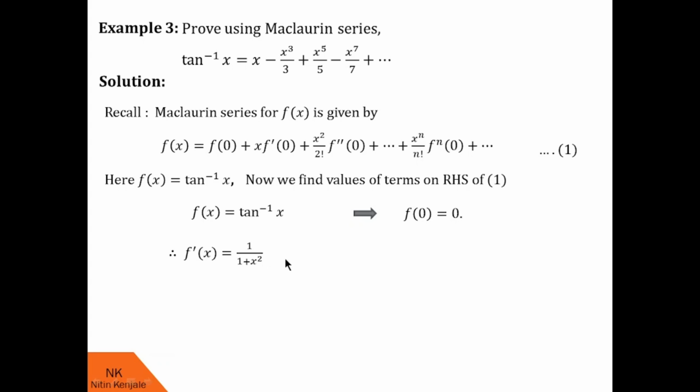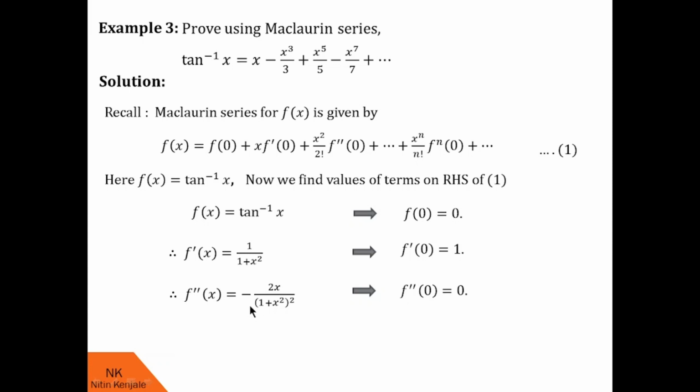Now we find out what is f dash of 0. So f dash of 0 will be 1 upon 1 plus 0, that is 1. So f dash of 0 is 1. Next we find out f double dash of x. F double dash of x, you will see, is equal to minus 2x upon 1 plus x square the whole square. You can pause the video and check this calculation. Next we find out f double dash of 0. So f double dash of 0 will be obviously 0 because in the numerator we are getting 0.